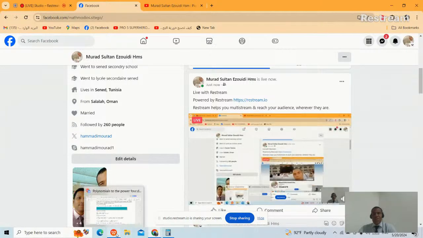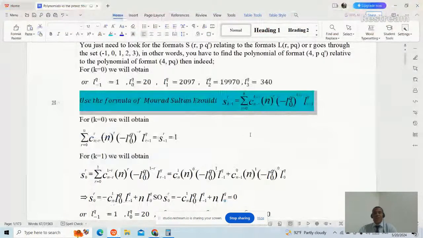We told learners I will use this formula. First of all, I should set k equals 0 to find the value of S minus 1 of order r, which is equal to 1. This is by convention. We consider that S minus 1 of r is always 1. Now we should set k equal to 1, and we will obtain S0 of r. I will use this formula and suppose that k is 1.